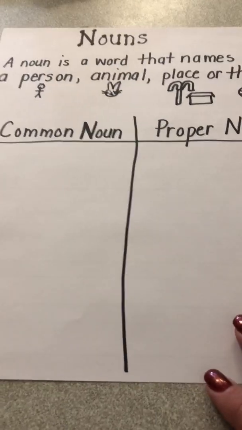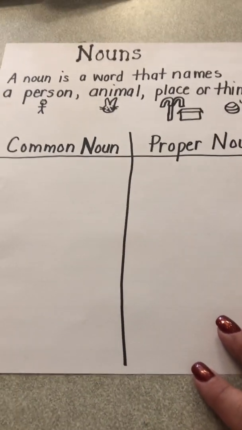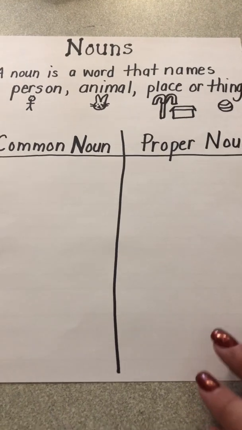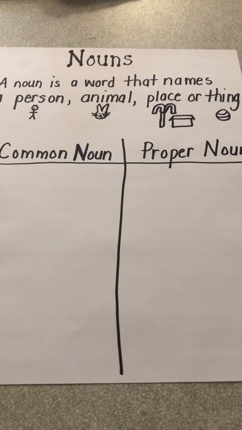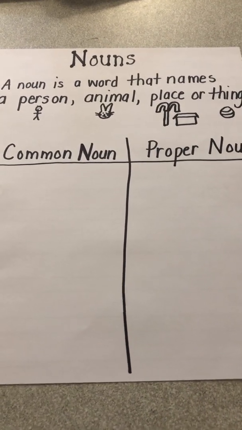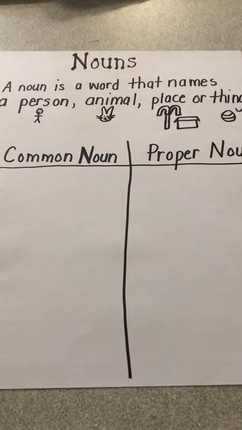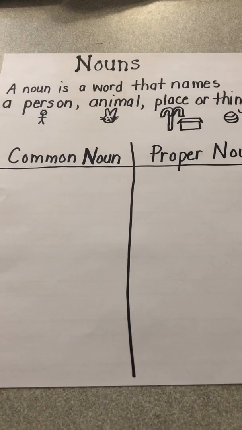Boys and girls, today we are going to talk about nouns. I've started working on a noun chart, and I'm going to need you to help me fill it out. If you remember from kindergarten, we talked a little bit about nouns. A noun is a naming word.